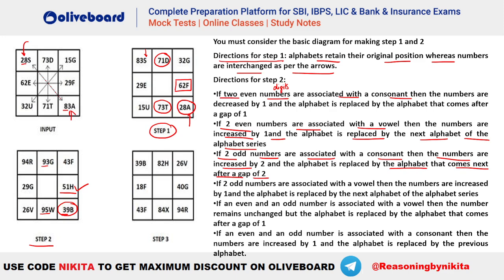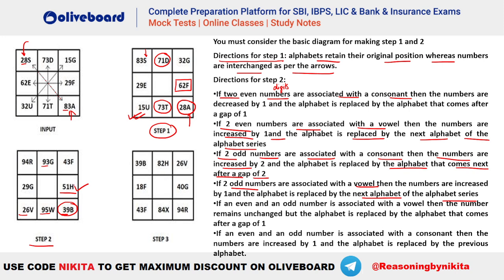Okay. After that, if we have two odd numbers which are associated with a vowel, like here we can see 15U is there. So both of them are odd, but it is associated with a vowel. Then the numbers are increased by 1. So you can see 15 becomes 26, isn't it? And the alphabet is replaced by the next alphabet as per the series. So U becomes V. So 15U becomes 26V. I hope this is clear.